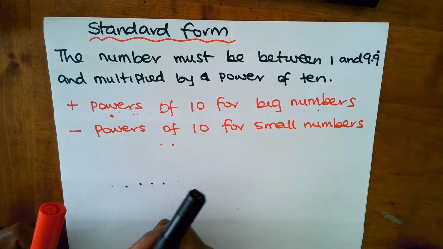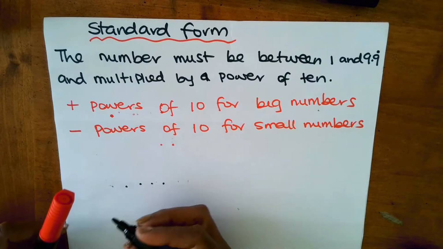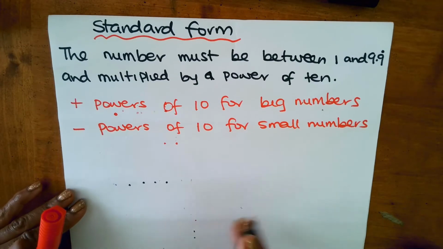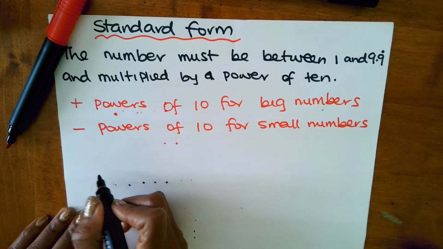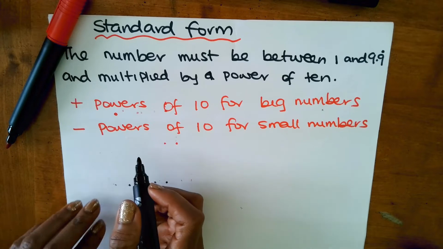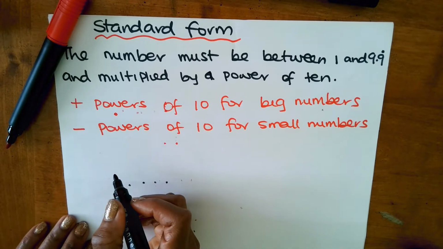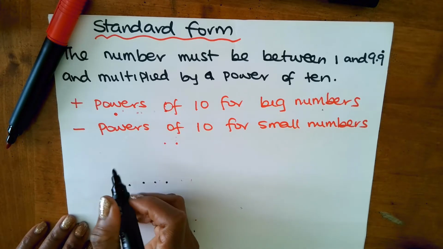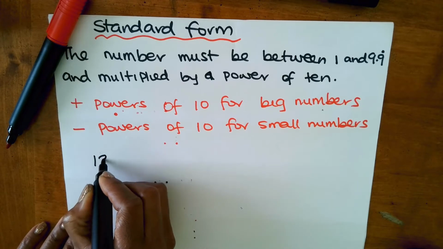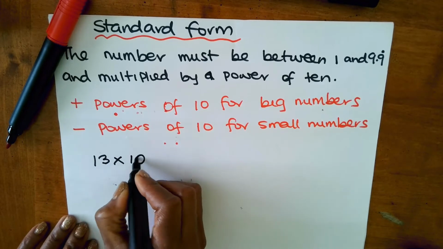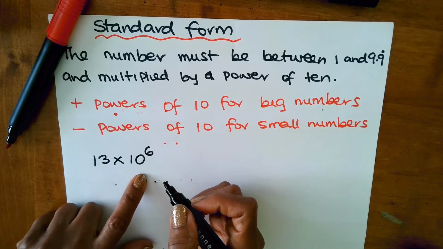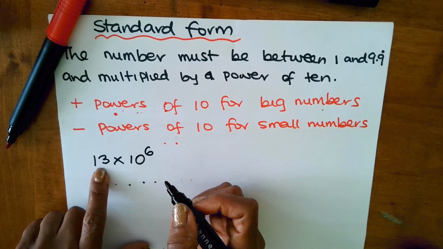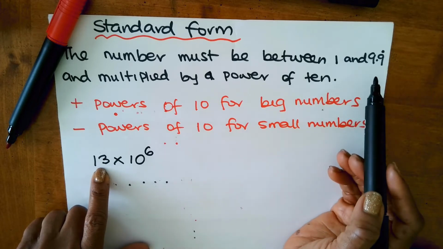Now we're going to look at some examples, but before I do that, I need to write a number which is not in standard form, and I'll give you the reason why. So we've got 13 multiplied by 10 all raised to the power of 6. This is not in standard form because 13 is larger than 10.